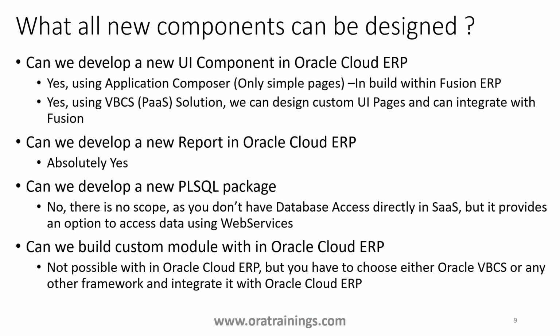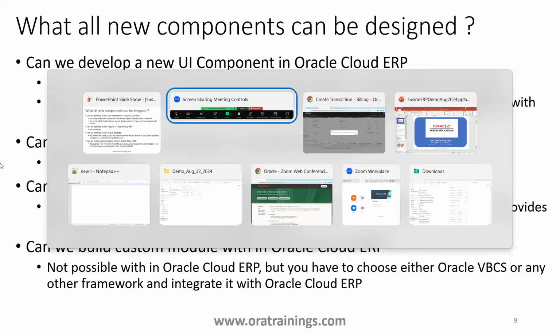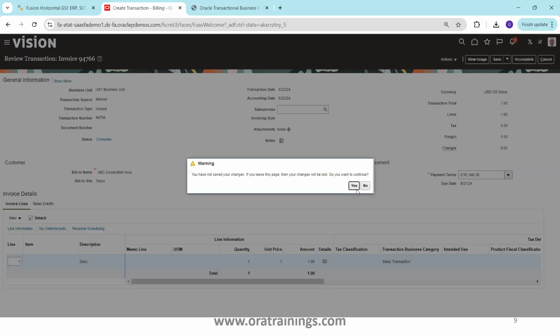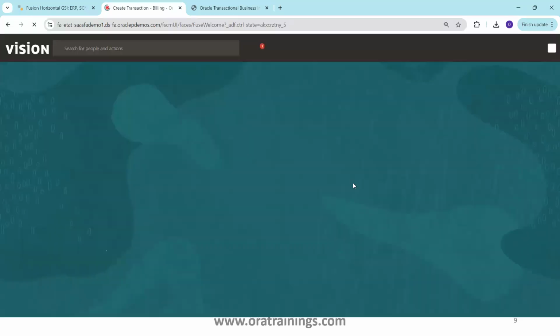I mean to say, when you say custom module, you want to have your own reports, your own tables, your own pages. Nothing is possible. The only thing possible is that you can design any number of reports. And if you want to have an independent solution, then the best possibility is always VBCS for the UI purpose. Any questions before I proceed? I will take maybe 5 more minutes and then I'll stop.